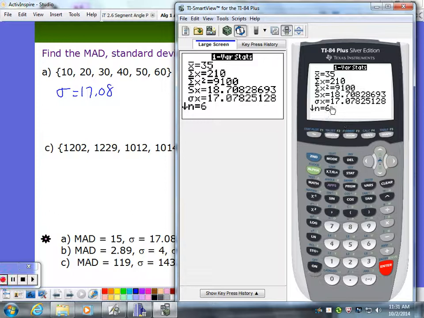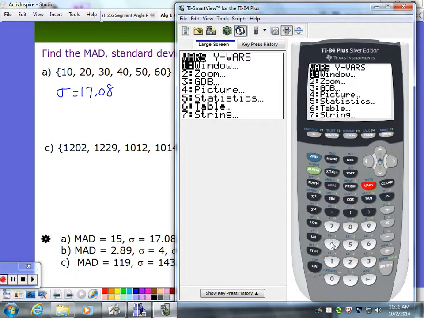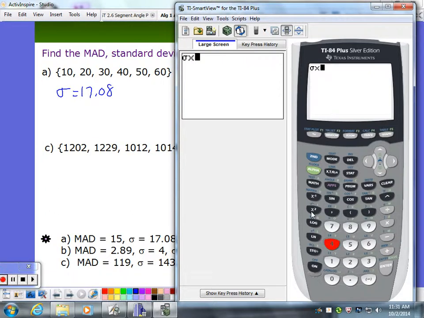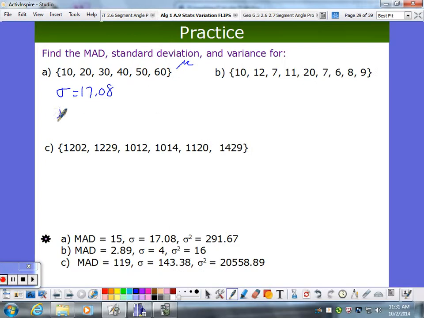You can either square 17.08, or you press the VARS button. It's right to the left of the clear button. Press number 5. I want the standard deviation, that's number 4, and square that number. 291.67 is your variance. Okay, so those are the ones that are relatively easy to find.